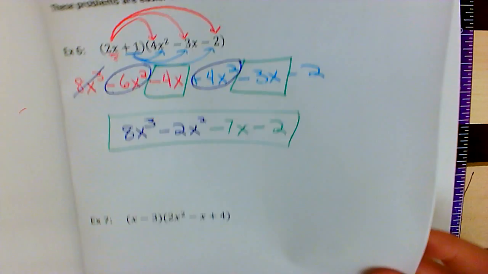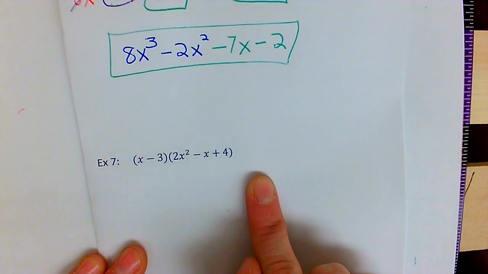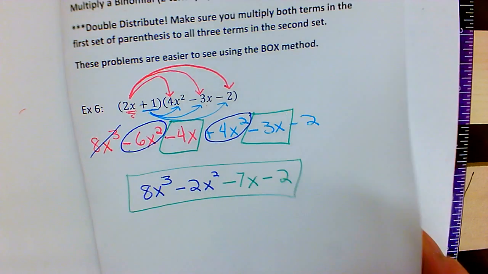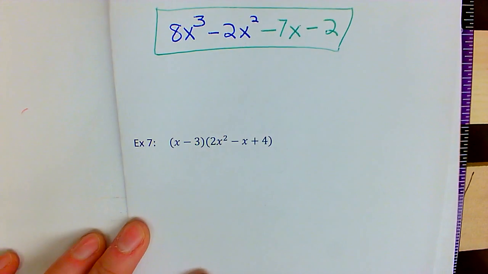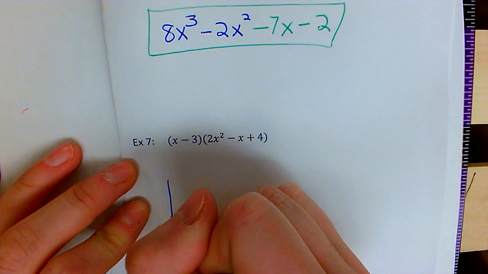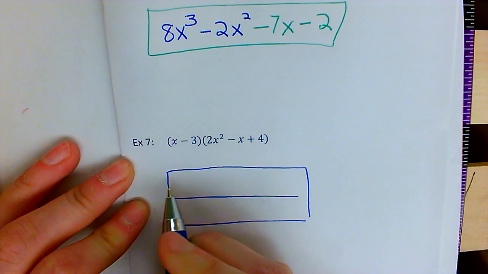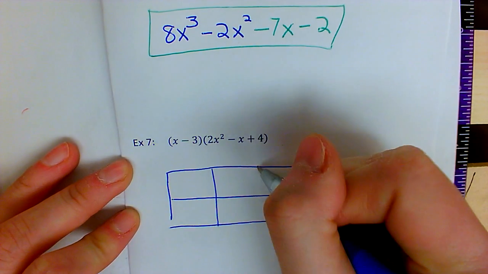Now the very last problem I'm going to show you is once again another binomial times a trinomial, so it's going to be one like this. But I'm going to show you how to do this problem using the box method. So since I've got a 2 by 3 problem, I need to make sure that my box is a 2 by 3 box. So I'm going to make this side 2, and I'm going to make the other side 3.